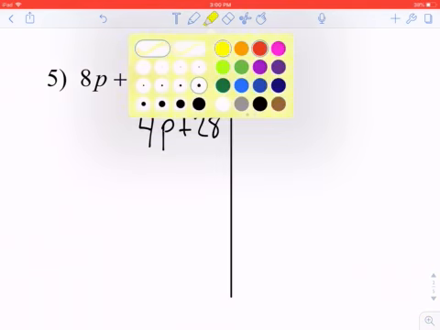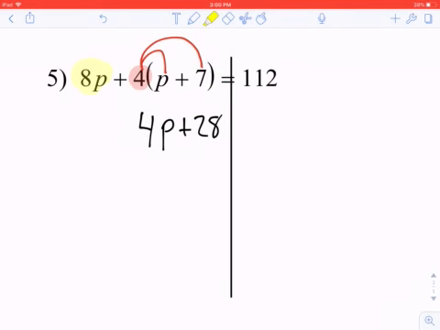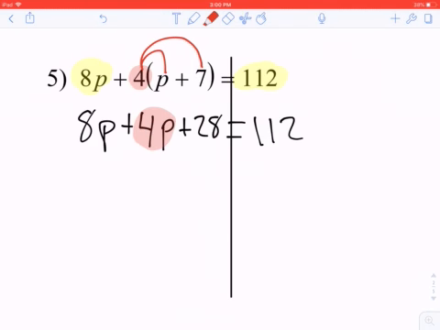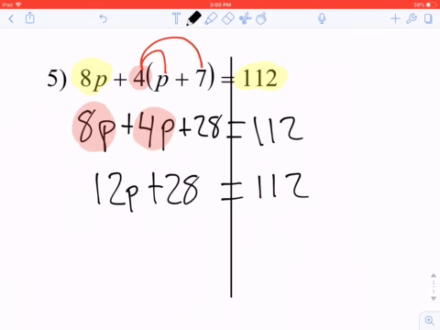I will take all of the terms that were unused, this 8p, this 112, and I will rewrite them so that 8p plus 4p plus 28 is equal to 112. At this point, we have like terms that we are able to combine, 4p and 8p. We will add these together to get 12p plus 28 is equal to 112.